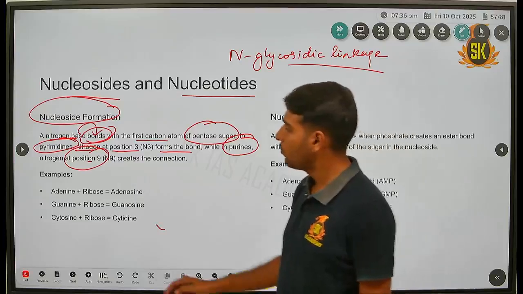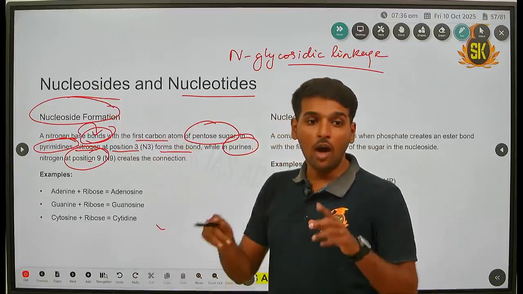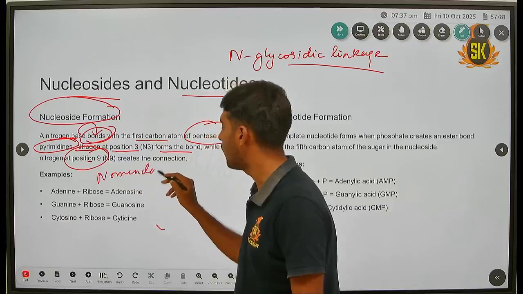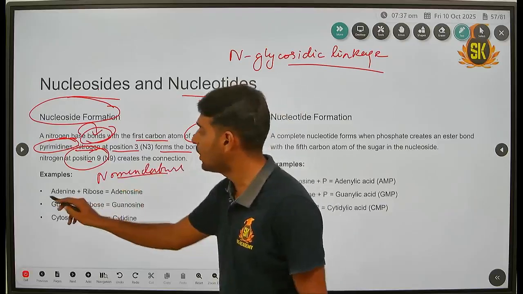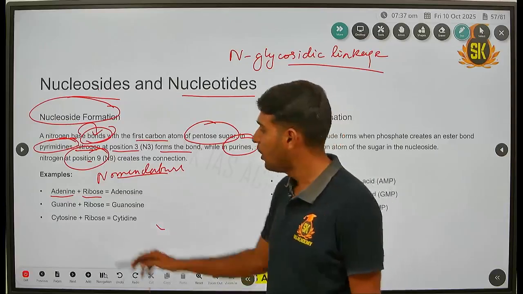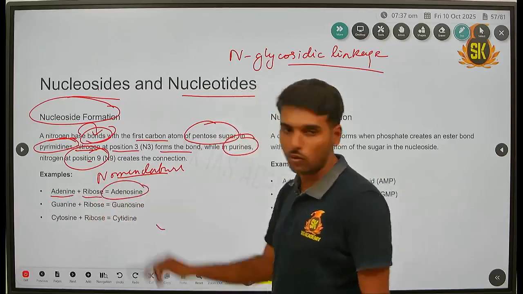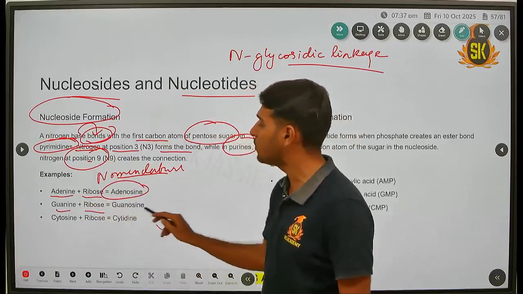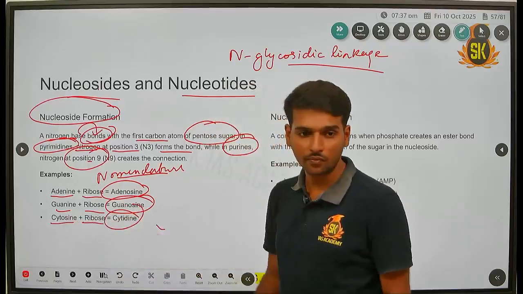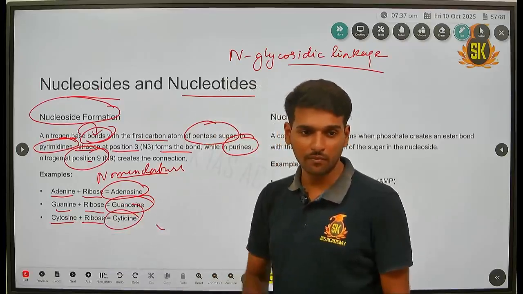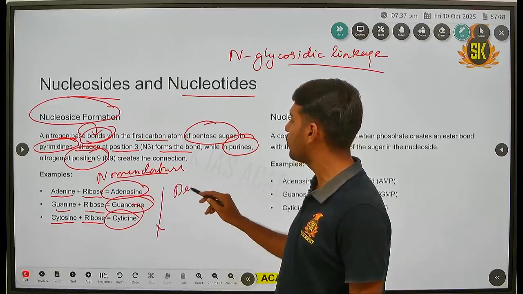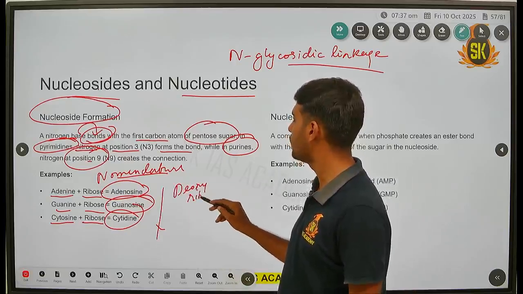Okay. Now, nucleoside, how are they named? The nomenclature. So, this is a nitrogen base, right? It is joined with a ribose sugar. Ribose sugar is in RNA. Adenine plus ribose becomes adenosine. Guanine plus ribose, guanosine. Cytosine plus ribose, cytidine. Next, thymidine, uridine. But if it is a deoxyribose, then what will you say?